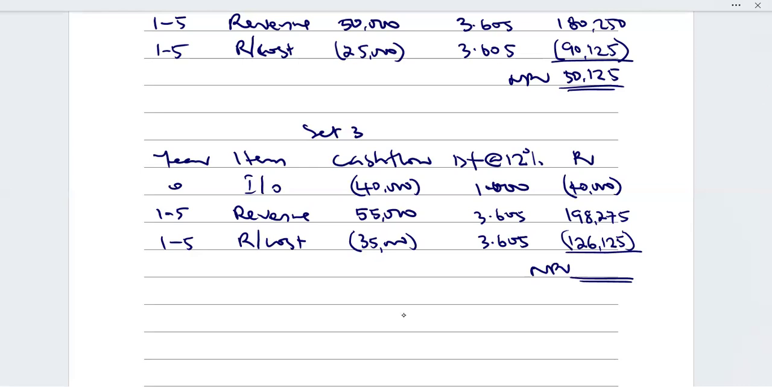So NPV plus 40,000 minus 198,275, 32,100.